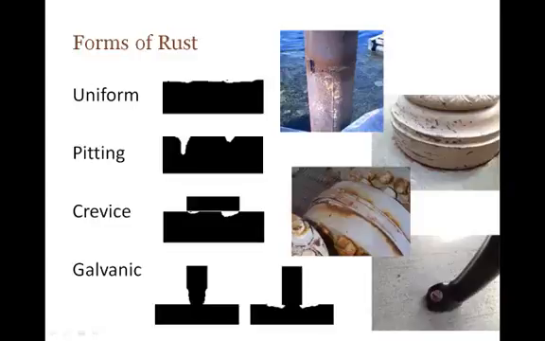Galvanic corrosion is similar to crevice corrosion, but it occurs when 2 dissimilar types of metals interact. Typically, one metal will rust quicker than the other, as you can see in this picture here, where the washer is pretty much not rusted at all, but the screw there is completely rusted.